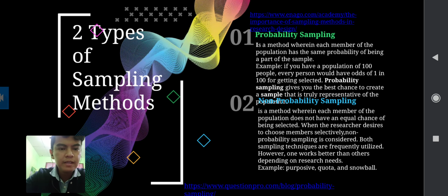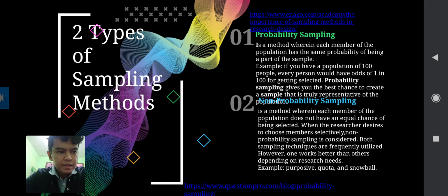Next, there are two types of sampling methods that we need to know for getting a sample for our research. The first is probability sampling. This is a method wherein each member of the population has the same probability of being part of the sample. For example, if you have a population of 100 people, every person would have odds of 1 in 100 of getting selected. Probability sampling gives you the best chance to create a sample that is truly representative of the population.